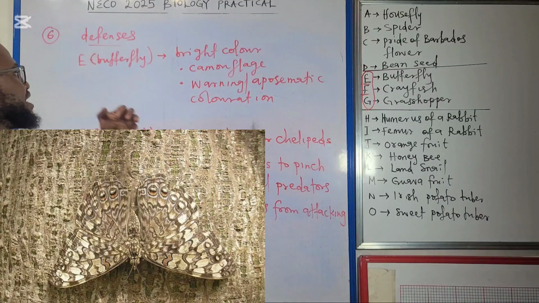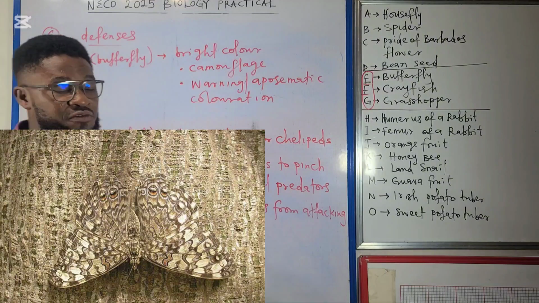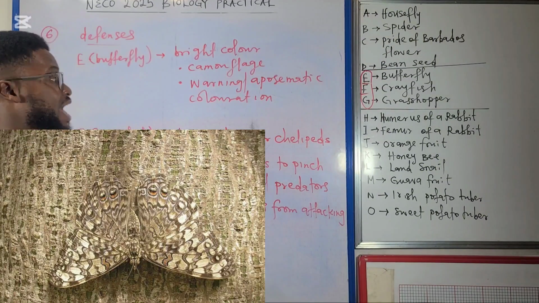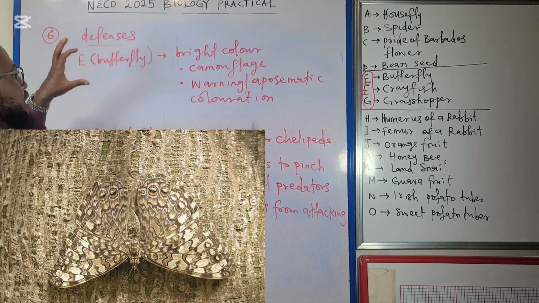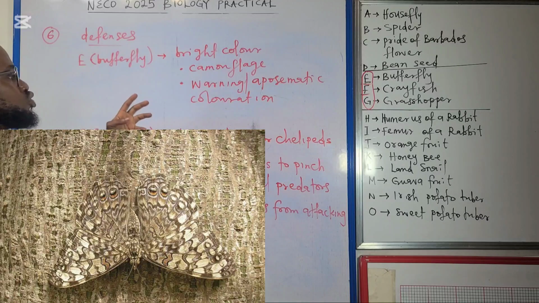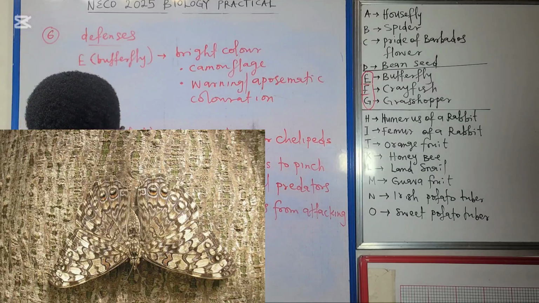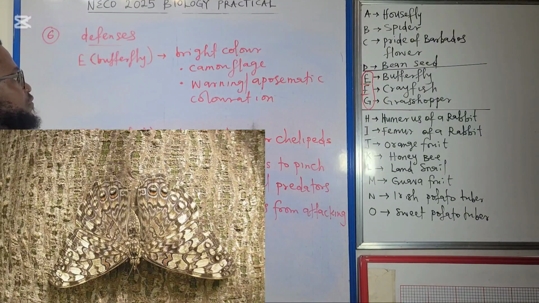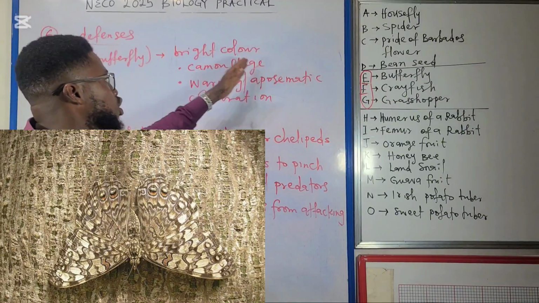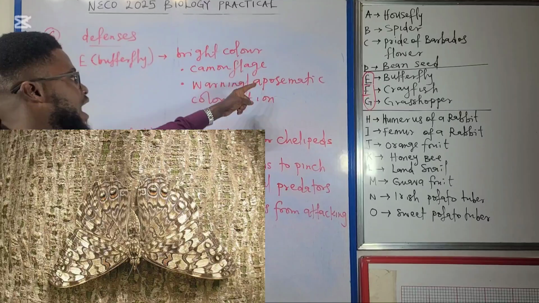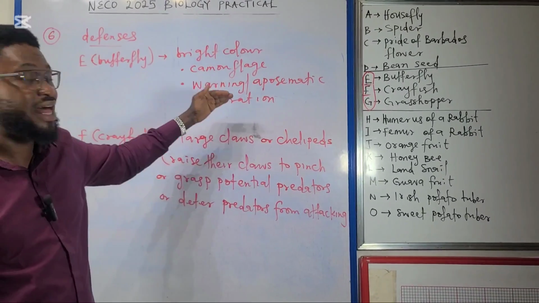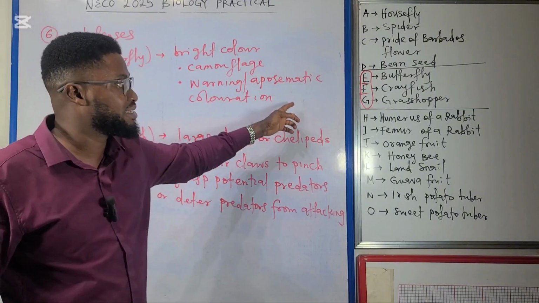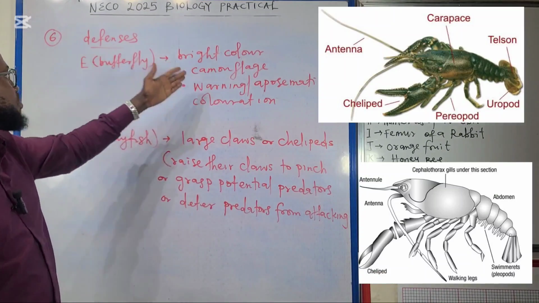At the same time, they use their color as camouflage. When we say camouflage, they just blend into their environment so that they are not noticed by predators. So the feature specimen E possesses for defense is its bright color, which is used for camouflage or as a warning or aposematic coloration that they are poisonous or distasteful to potential predators.